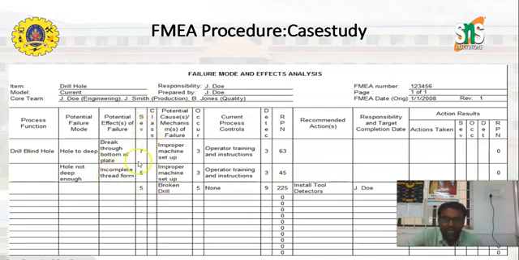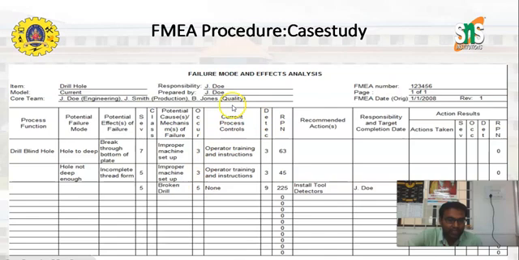Next we give the severity level rating for each type of failure mode. Here they have given 7 if the hole is too deep, and 5 if the hole is not deep enough. Next we need to determine the potential causes of the failure. If the hole is too deep, the reason can be improper machine setup. Likewise, if the hole is not deep enough, the main reason can also be improper machine setup. Next, we need to determine the occurrence level on a scale of 1 to 10.